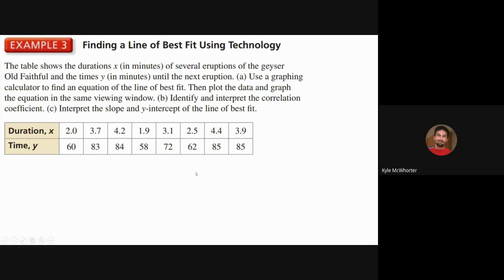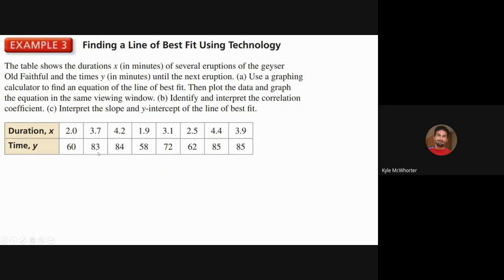So let's use our Desmos calculator to find the line of best fit for this. This table shows the duration, X, in minutes of several eruptions of the geyser Old Faithful. So this is how long it was erupting, how many minutes did it erupt for. And then the Y value is the time in minutes until the next eruption. We're going to use a graphing calculator to find the equation of best fit. Then we're going to plot the data and graph the equation in the same viewing window. And we're also going to look at the residuals.